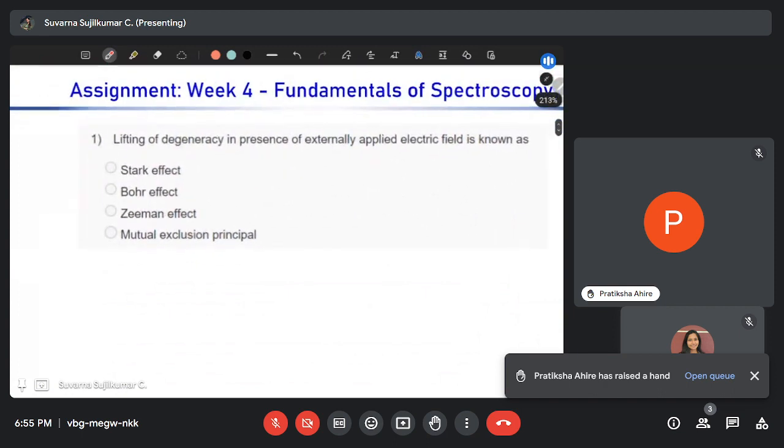I hope everyone can see the question and try to answer it. Okay, so the first question: lifting of degeneracy in the presence of an externally applied magnetic field is known as.